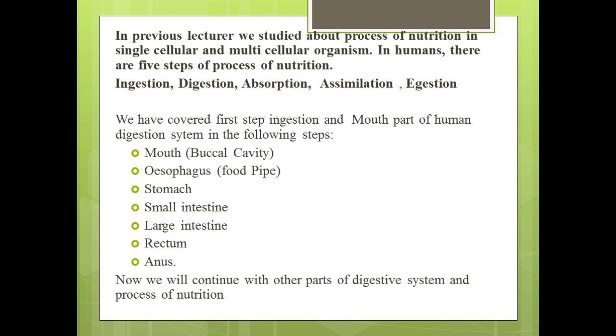In the previous lecture, we studied the process of nutrition in single-celled and multicellular organisms. In humans, there are 5 steps of the process of nutrition: ingestion, digestion, absorption, assimilation and ejection. We have covered the first step, ingestion, and the mouth part of the human digestive system, which has the following parts: mouth, esophagus, stomach, small intestine, large intestine, rectum and anus. Now we will continue with the other parts of the digestive system and the process of nutrition.